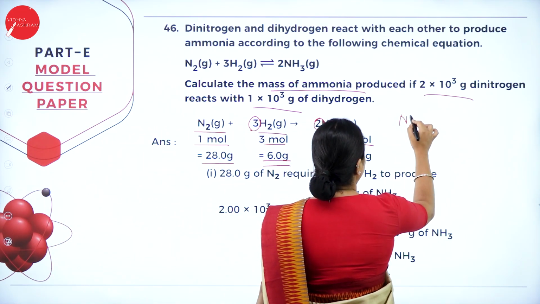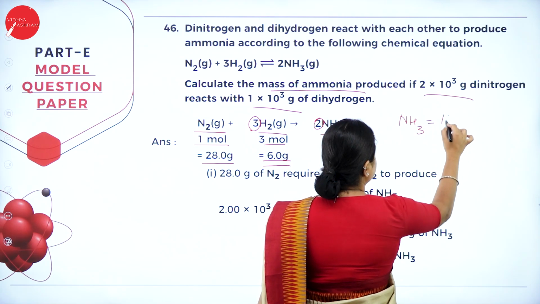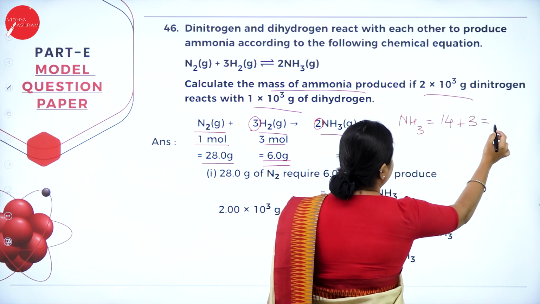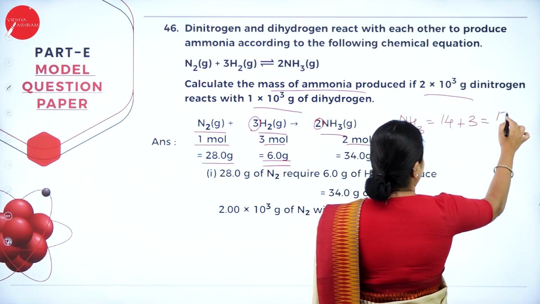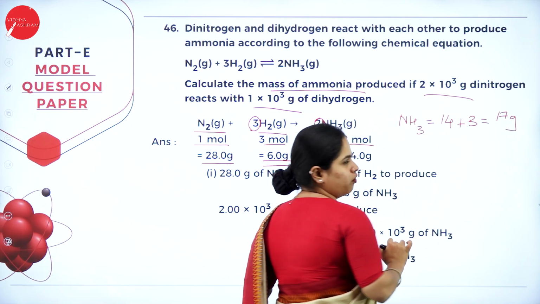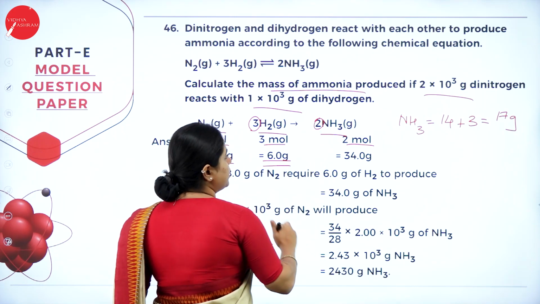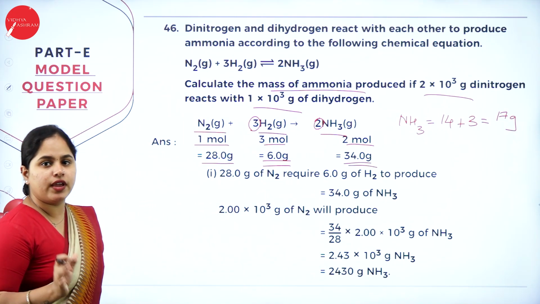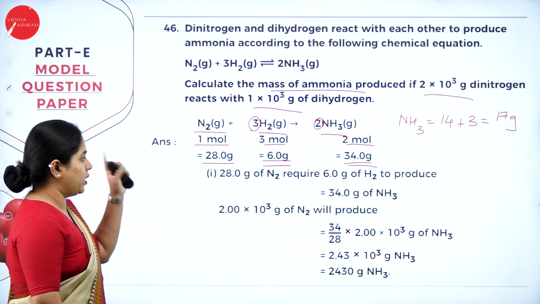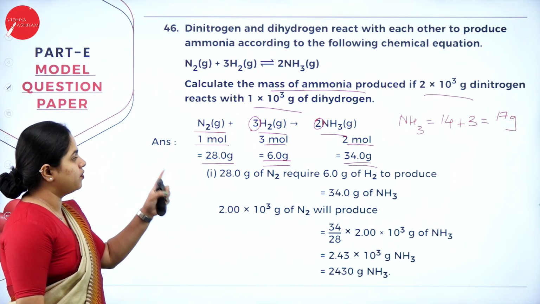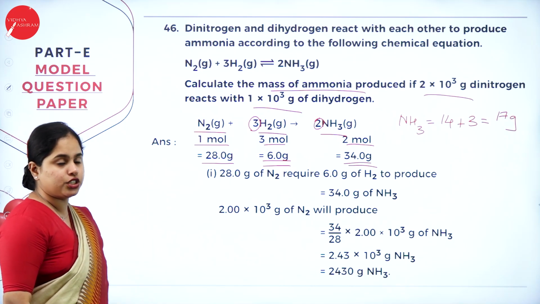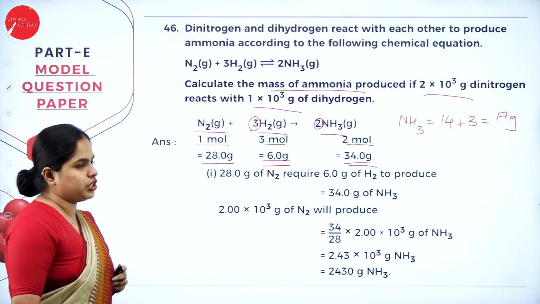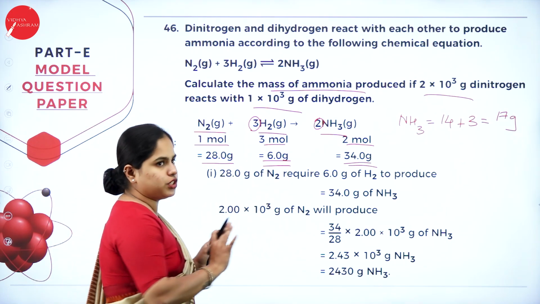How do you calculate the molecular mass of ammonia? For nitrogen it is 14. For each hydrogen it is 1, so 3 will give you 17 gram. That is for 1 mole of ammonia. Now, how many moles do you have? 2. That is 17 into 2, which will be 34 gram. So another way we can mention it: 28 gram of nitrogen will combine with 6 gram of hydrogen to form 34 gram of ammonia. This is based on the equation which is given.